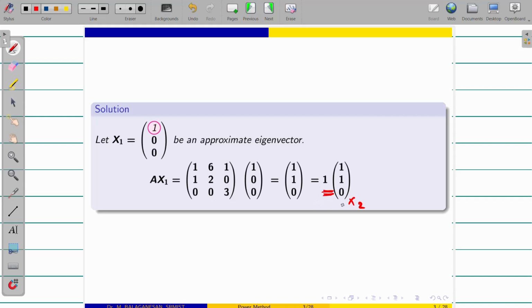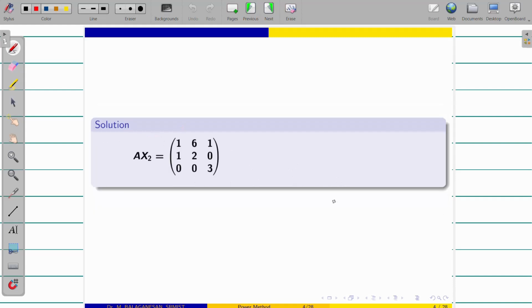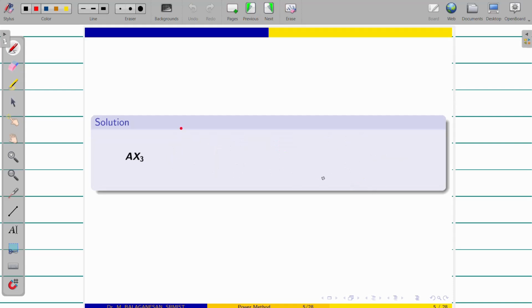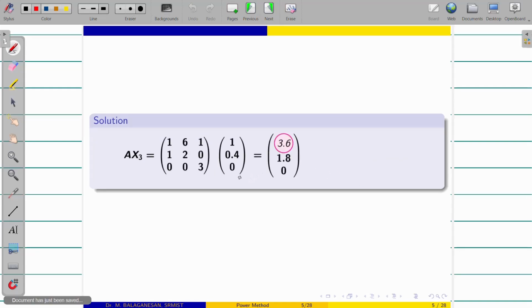Now do the matrix multiplication, A into x2. I will get this. So the dominant, numerically largest value is 7. I have taken 7 as common, which is equivalent to 7 into x3. This is my new eigenvector. Again, multiply by the new eigenvector x3, A into x3. So 3.6 is the numerically largest value. Take that as common. So 3.6 into 1, 0.5, 0. Here I fixed it to one decimal place. Suppose in your exam, if they ask, you have to fix it accordingly. Clear? Right.